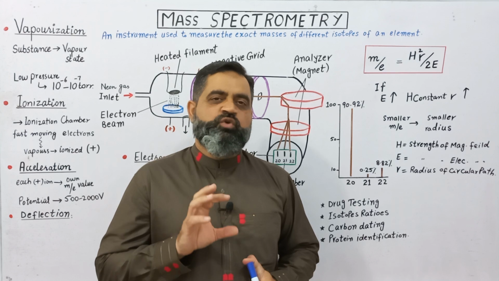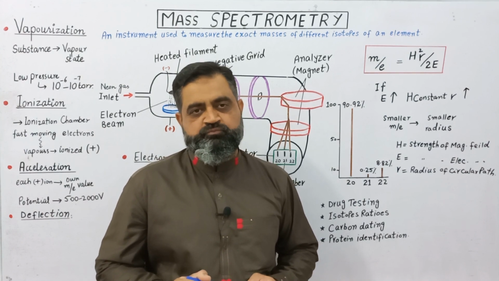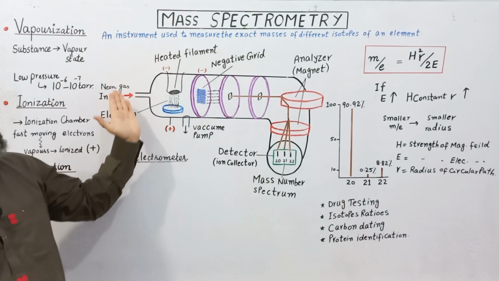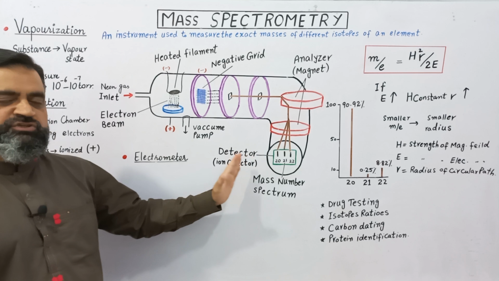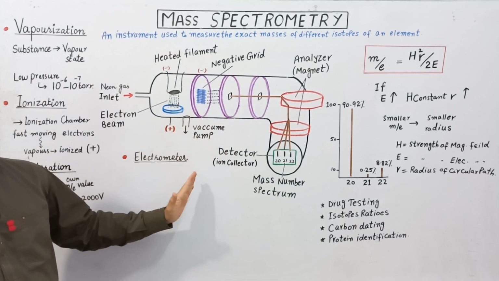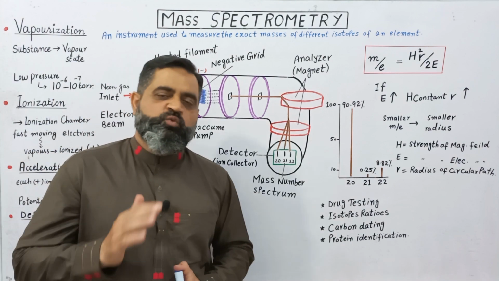Let's discuss the working principle of mass spectrometry in detail. First of all, we have to look at the diagram of a mass spectrometer, which is composed of different components. We are going to discuss these components and their working one by one.